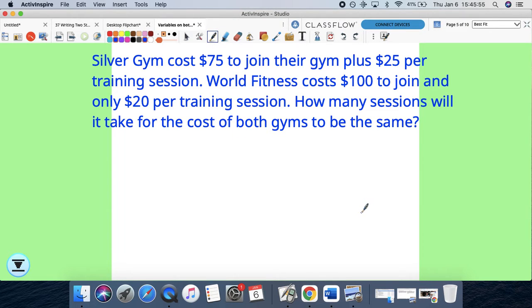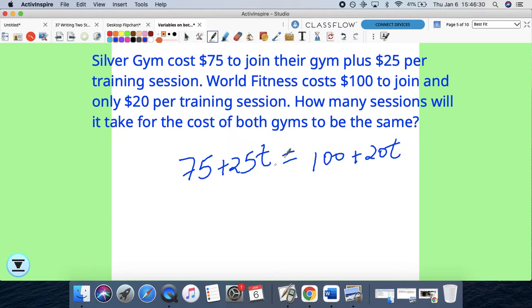So therefore, you try to figure out how many sessions it would take for the cost of one gym to be equal to the cost of the other gym. So the silver gym is $75 to join, 75 plus 25, and let's call it T for training session. When is that going to be equal to the World Fitness, which is 100 to join, and then plus 20 per training session.